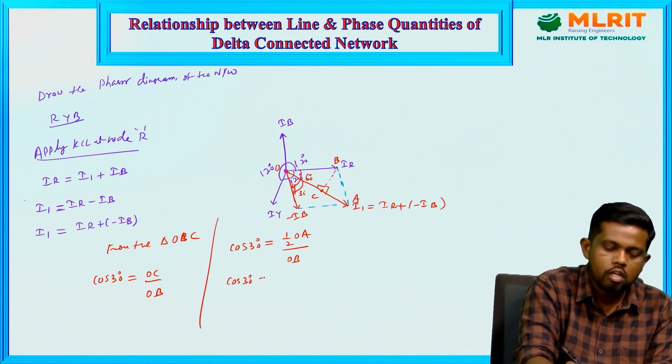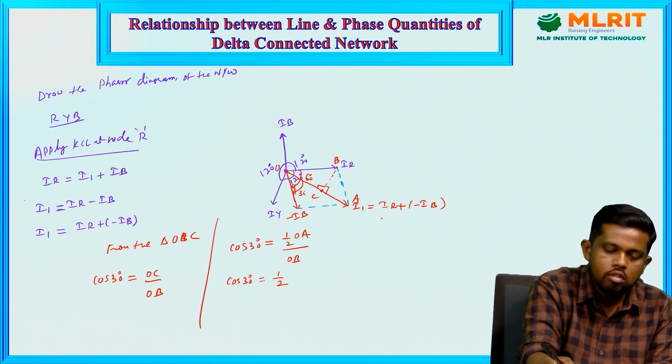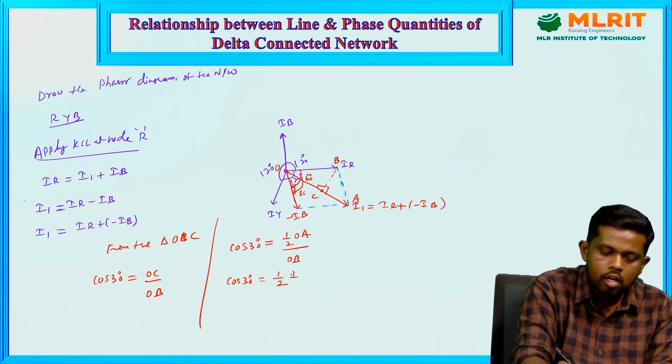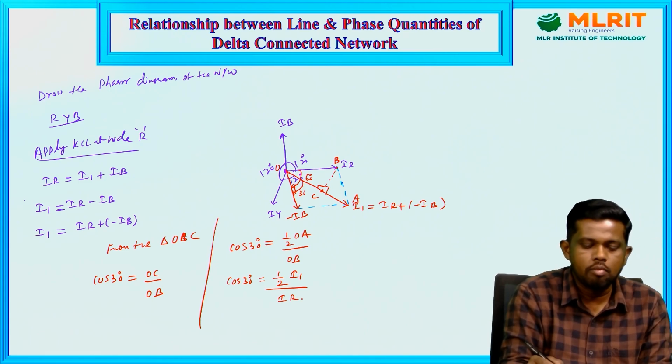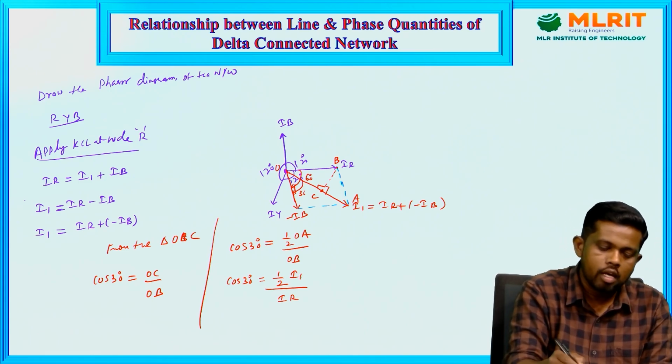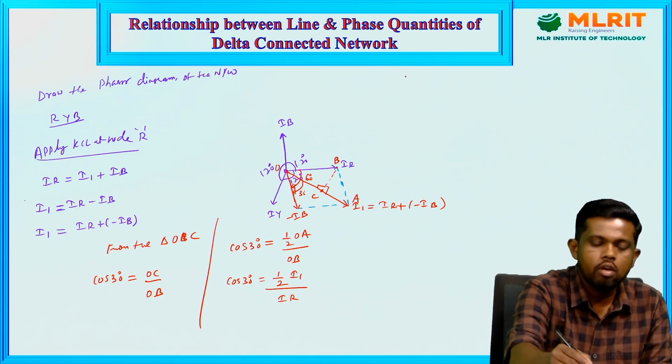Therefore cos 30 equals half of OA, which is half of the I1, divided by OB, which is IR. Half of the I1 we have taken as OA, and OB is the IR we have taken.